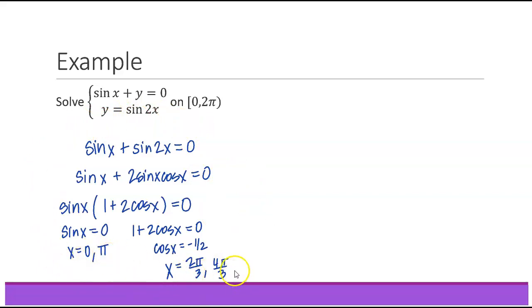So within this one system of equations, I have to solve a trigonometric equation. I got 4 different answers, and now I have to plug those 4 answers into one of the equations involving x and y, but the bottom one is definitely the easiest, right? Because it's already solved for y. y equals sine 2x.